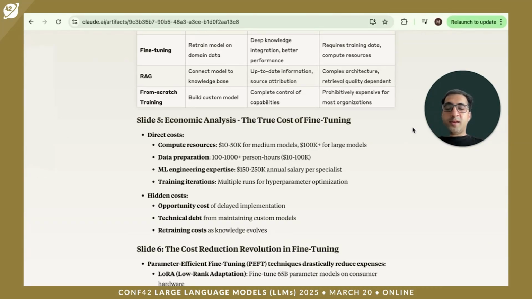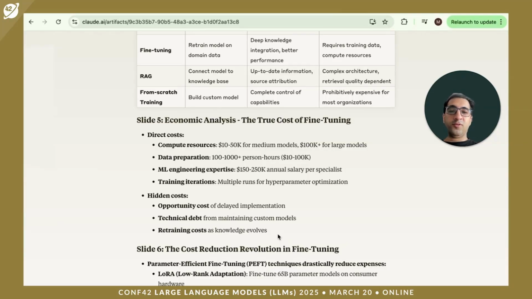And speaking about the hidden cost here, the most important thing is the delayed implementation, because there's data preparation involved and then there's also fine tuning involved, which can take a few days depending on the size of data. And then, the most important thing is maintaining that custom model as well. So yeah, that all adds up.